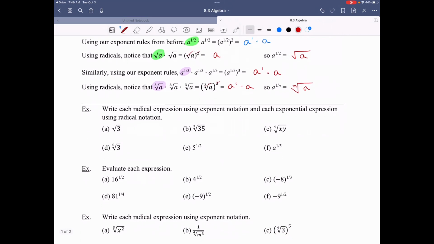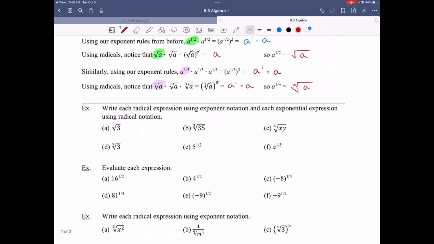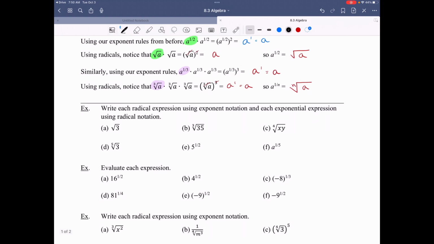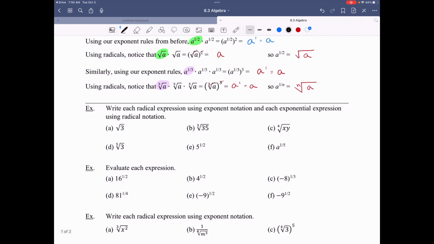For example, write each radical expression using exponent notation and each exponential expression using radical notation. So we're just going back and forth here. I'll do a couple and then I will let you do the other ones in your group. So the square root of 3 is the same as 3 to the 1/2.